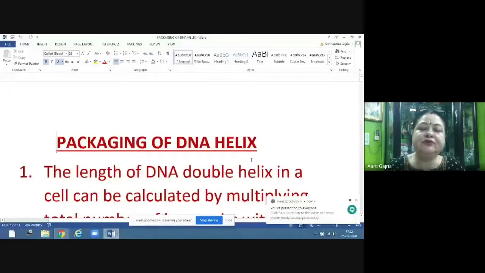Today we are going to learn about the packaging of DNA: how DNA is packed inside the nucleus, because we all know that DNA is on chromosomes and chromosomes are present in the nucleus. So we will see how this DNA is present in the nucleus and how it is packaged.